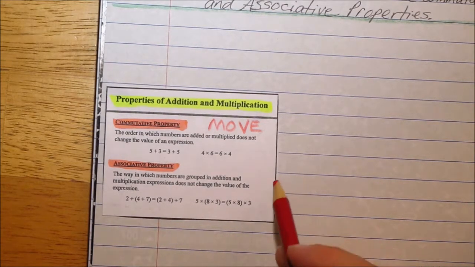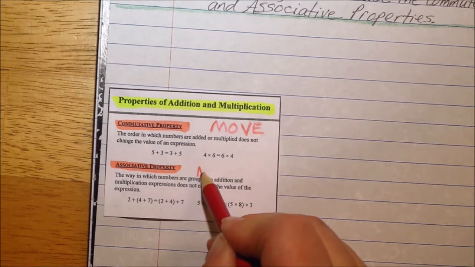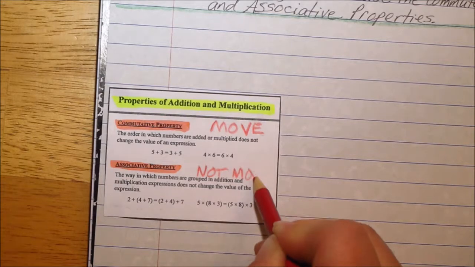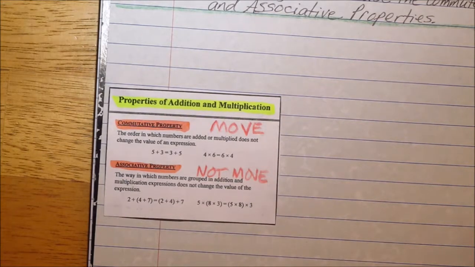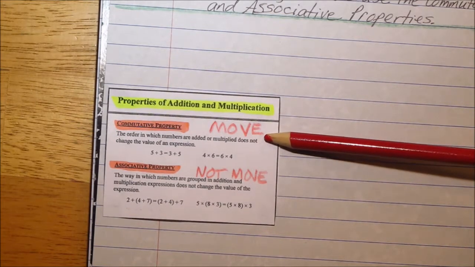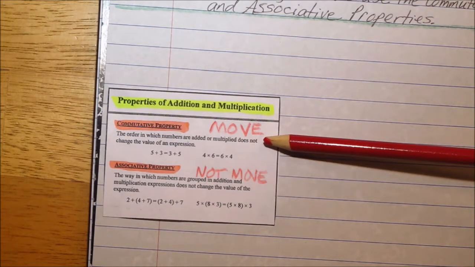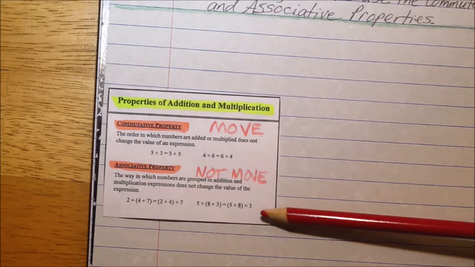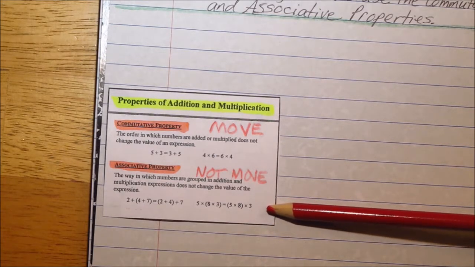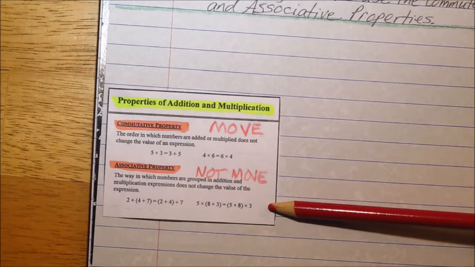So on this one, I want you to write not move. The numbers didn't move, only grouping changed. So on commutative, you're going to see the numbers change positions. Same numbers, but they'll move around on each side of the equal sign. On associative, the numbers are going to stay in the same order. They're just going to change how they grouped them.